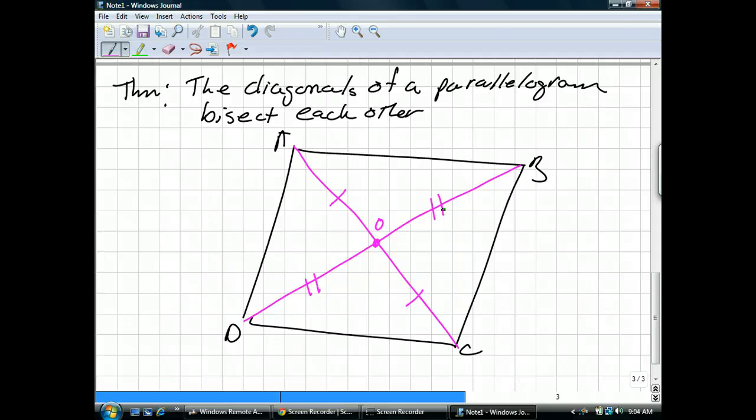So segment BD is a bisector of segment AC, and segment AC is a bisector of segment DB. Okay, so that gives me congruent parts. Okay, right?